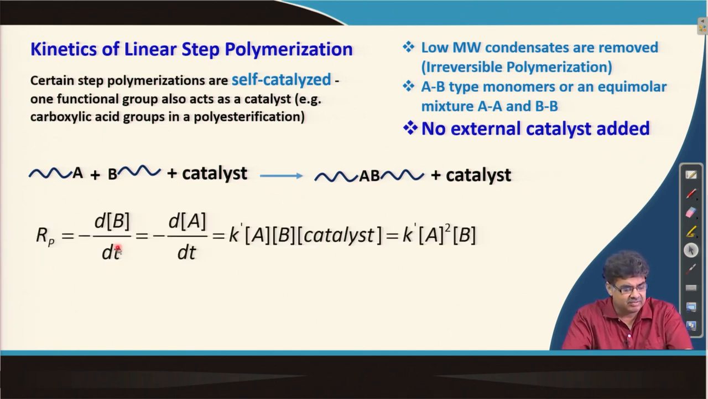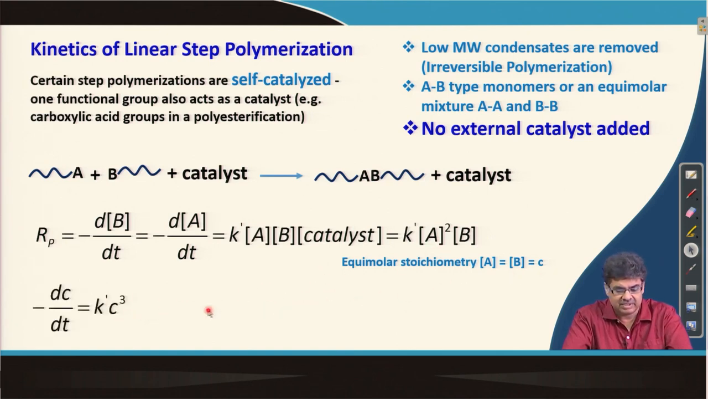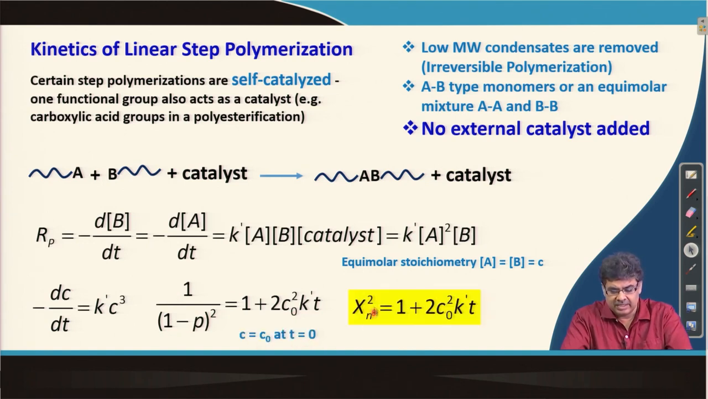In that case, the rate of polymerization is the rate of disappearance of the functional groups, which is given by a rate constant and the concentration of the functional groups plus catalyst. Now, in this case, one of the functional groups, let us say the A group, is behaving as a self catalyst. So, instead of the catalyst concentration, we put the concentration of A group. So, it is A square B, and considering that the concentrations of A and B are equal, which is equal to C, we can put this expression as C cube, and then integrate. Considering that C is C naught at t equal to 0, we get this expression. So, we can write this as Xn square equals 1 plus 2 C naught square k dash t. This is a separate rate constant from the case where we used an external catalyst.